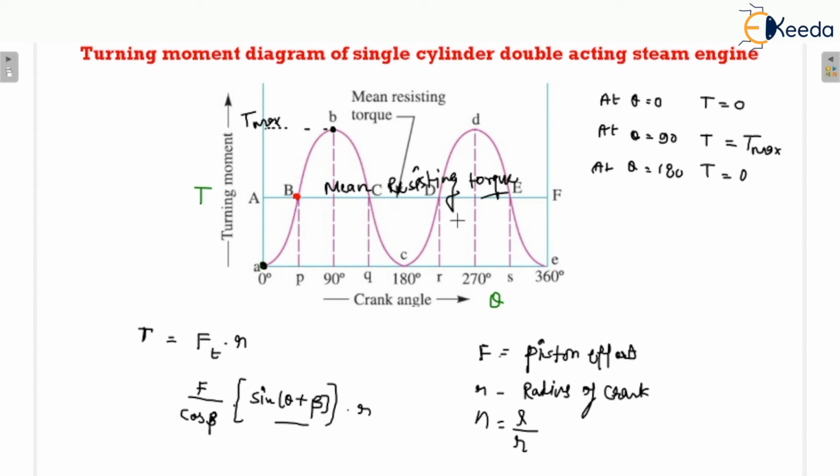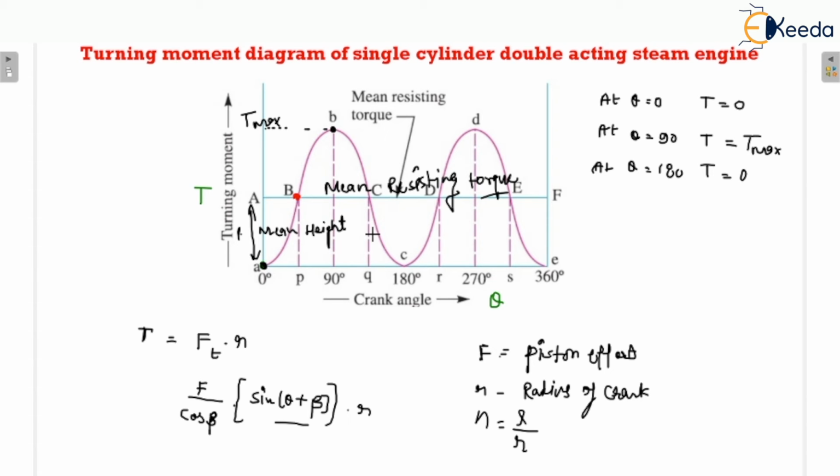Okay, here you can see this is the horizontal line AF, and this is the height of the turning moment diagram, but it is the mean height of the turning moment diagram. I'm just explaining this diagram, and on the basis of this diagram we will solve the questions. Whatever relations we get from this diagram, we will solve the questions on the basis of them. So now we need to understand when the turning moment is positive, when it is negative, and when it will be zero.